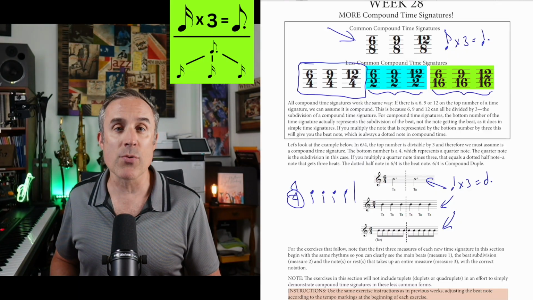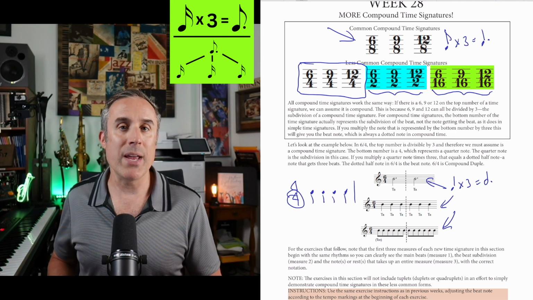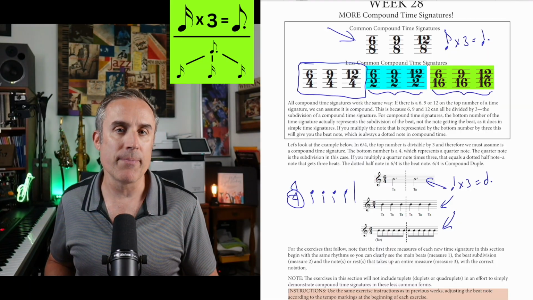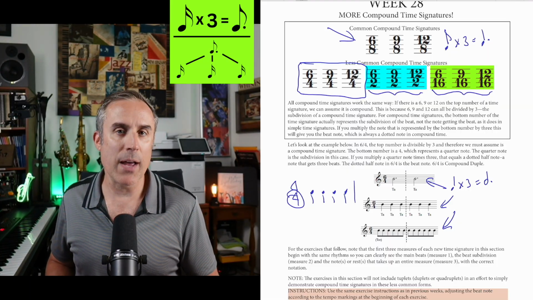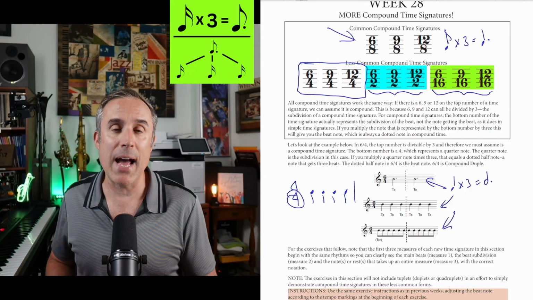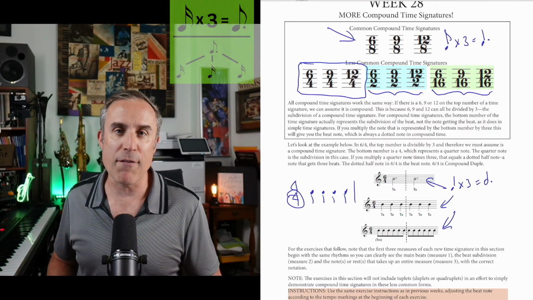1 16th note times 3 equals a dotted eighth note. So in 9/16, for example, there will be 3 beats in the measure. The dotted eighth note will get the beat, and each one of those dotted eighth notes can be equally broken down into 3 16th notes. Some really cool stuff here.